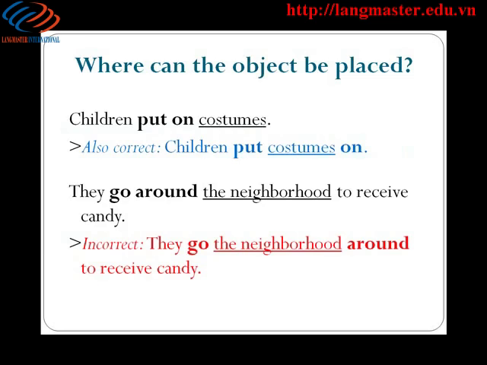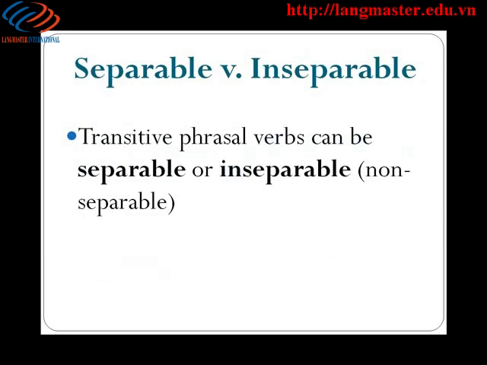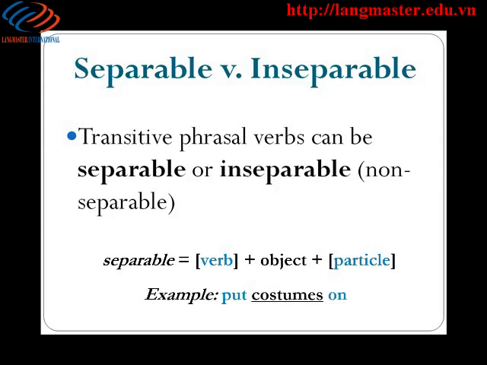What does this tell us? It means that transitive phrasal verbs can be separable or inseparable, also called non-separable. By separable, I mean that the object can come between the verb and a particle, as in, put costumes on.